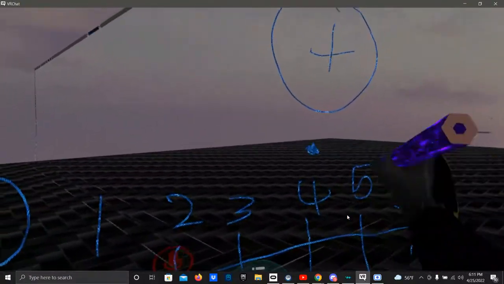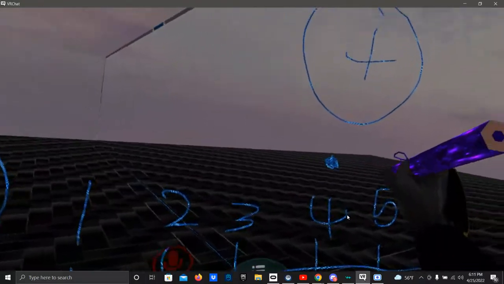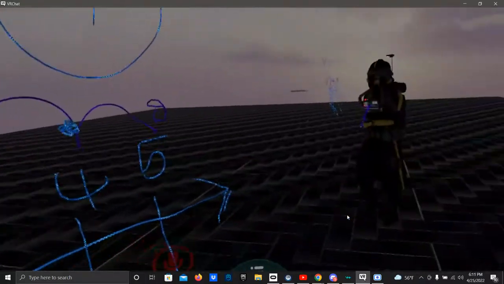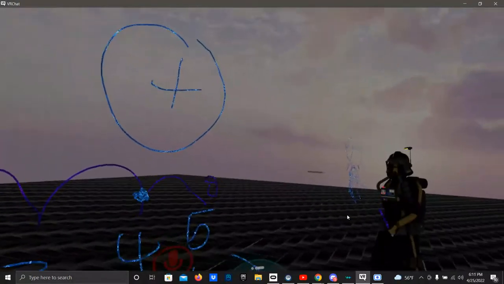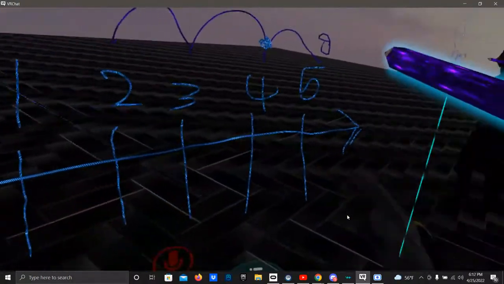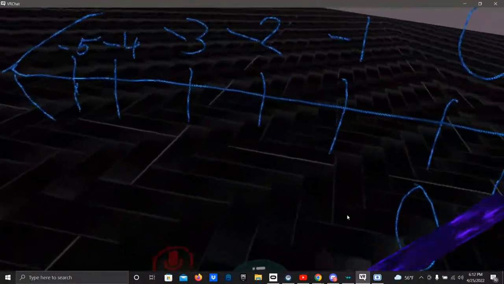I'll even do another quick one. I'm at 5 minus 3. 1, 2, 3. Now my number is 2, because 5 minus 3 equals 2. I didn't mess up, I swear.